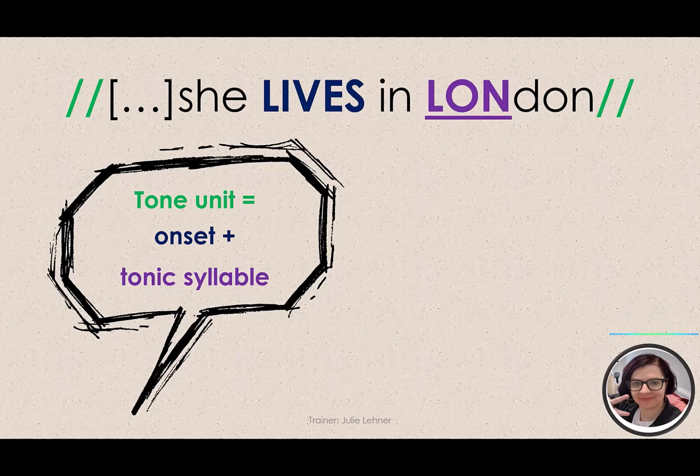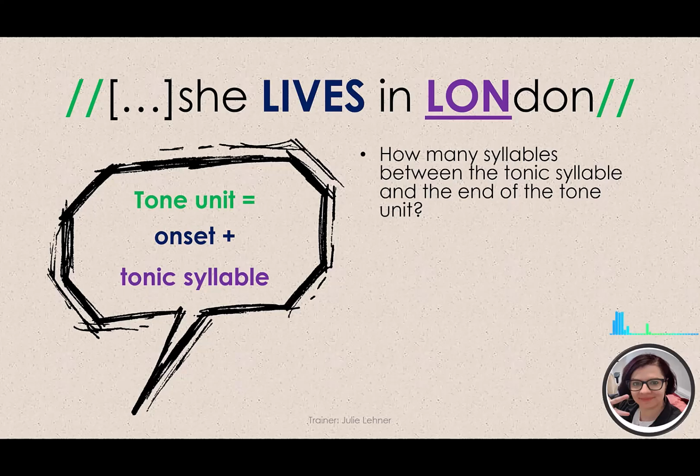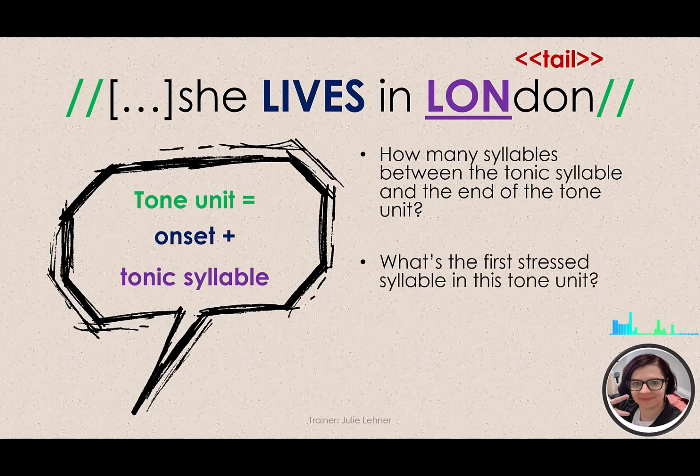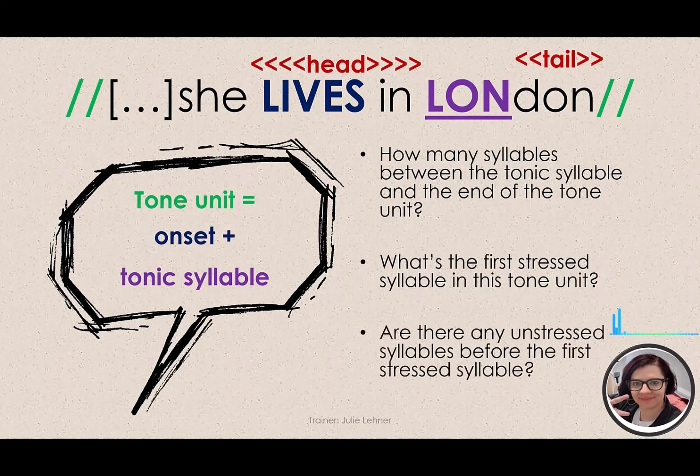Let's find out how we can analyze this tone unit further. And I've got some questions for you. How many syllables are there between the tonic syllable, lon, and the end of the tone unit? Well done. This is called the tail. What's the first stressed syllable in this tone unit? Well done. The number of syllables between the first stressed syllable and the tonic syllable is called the head. In our example, the head is comprised of the onset syllable and in. So lives in, that's our head. And finally, are there any unstressed syllables before the first stressed syllable? Well done. This is called the prehead.